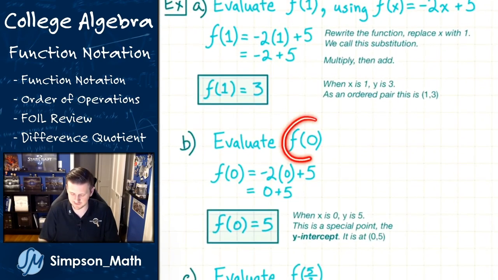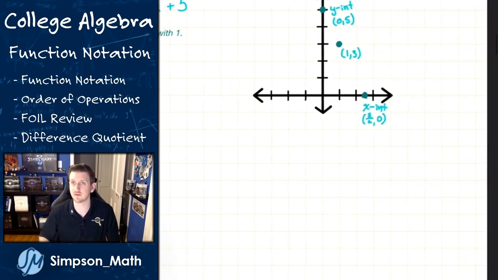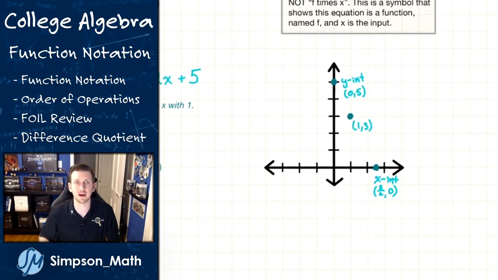All right, so what happens if I plug in 0? So if I have f of 0, when x is 0, what's the y? Negative 2 times 0 is 0. 0 plus 5 is 5. So when I plug in 0, out pops 5. Let's look at that over on the graph. That means I have an ordered pair at 0, 5. So my x is 0, go up 1, 2, 3, 4, 5, and I have this point.